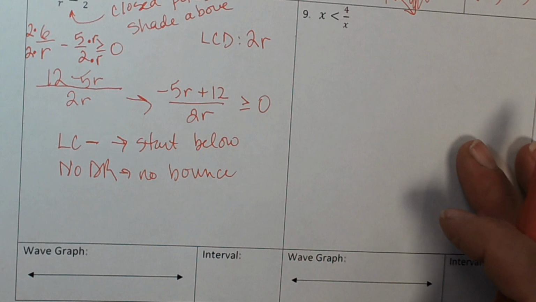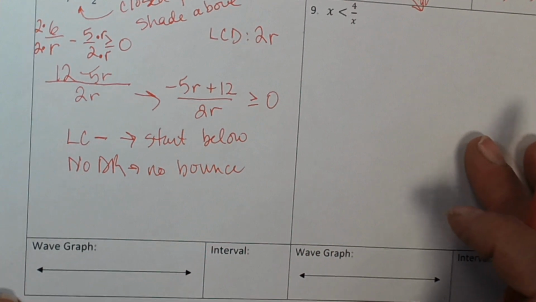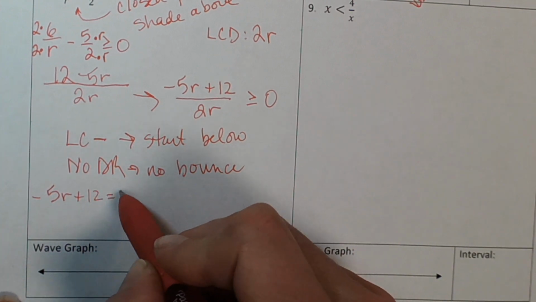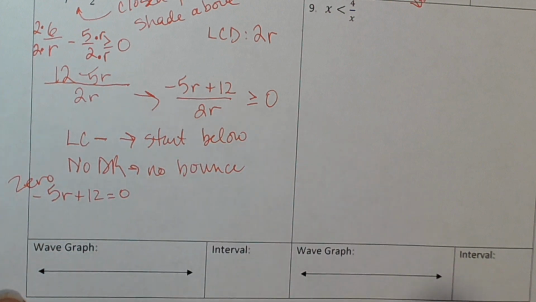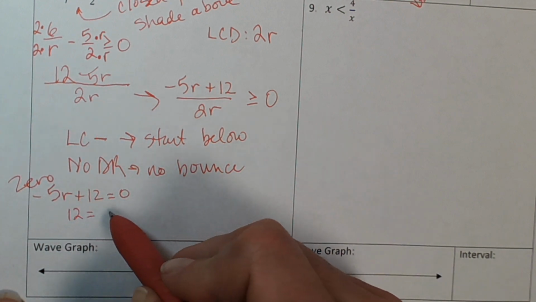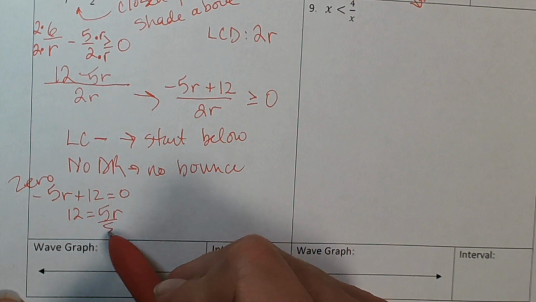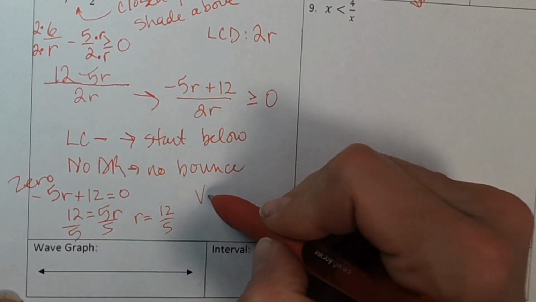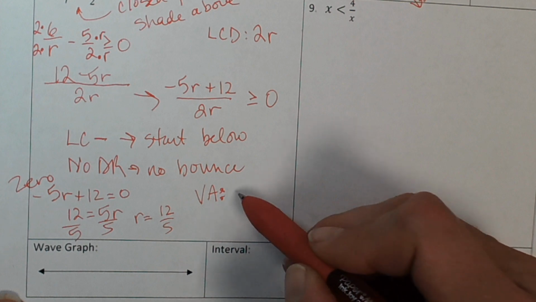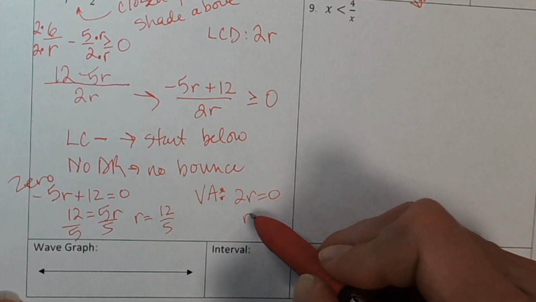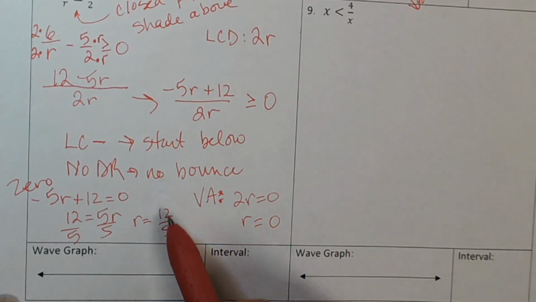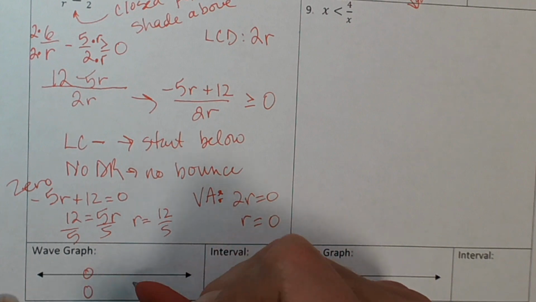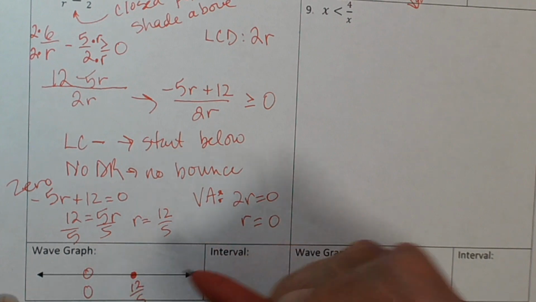Okay, so I look and I think about what's the 0, what's the denominator, what's the vertical asymptote. So -5r plus 12 is equal to 0. This is for the 0 because it's based on the numerator. We move that 5r over. 12 is equal to 5r. Divide both sides by 5. r is equal to 12 over 5. And then my vertical asymptote is just that denominator. 2r is equal to 0, so r is equal to 0. Now, this should have a closed point. Asymptotes are always open, so open at 0, closed at 12 over 5.